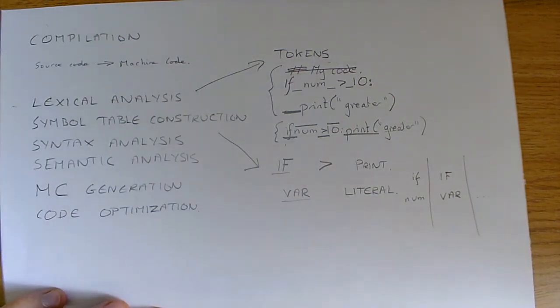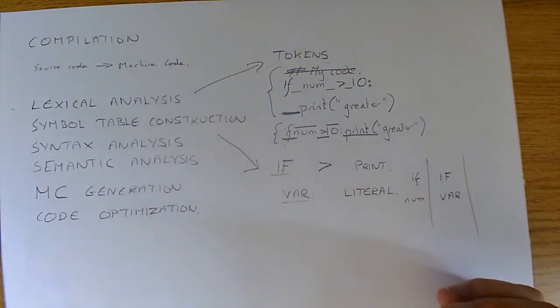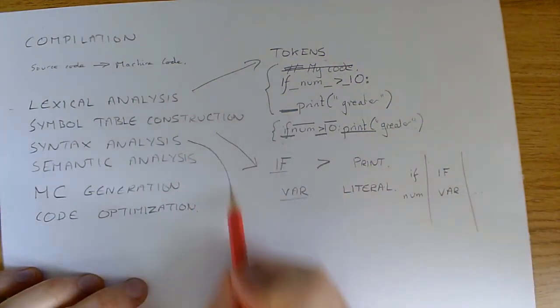After symbol table construction, what we then do is move on to syntax analysis. Once we've matched our tokens, we pass these tokens to the syntax analyzer, and its job is to make sure that the tokens are in a logical order so that they follow the grammar of a language.